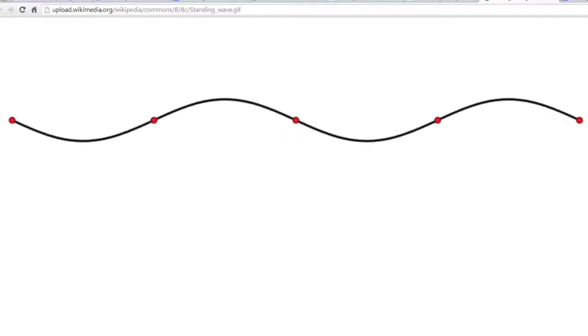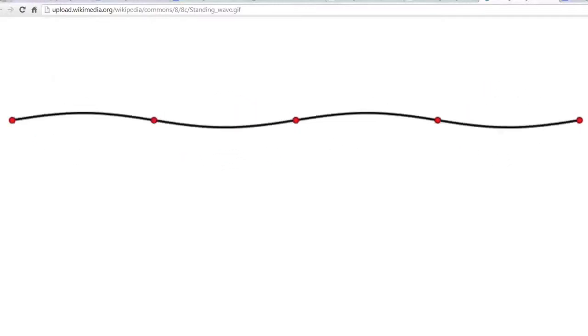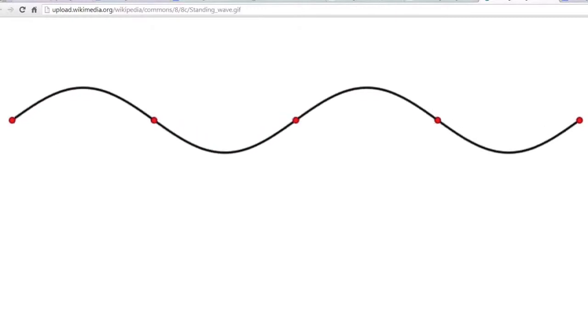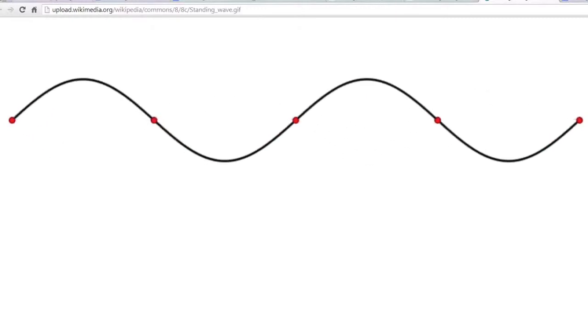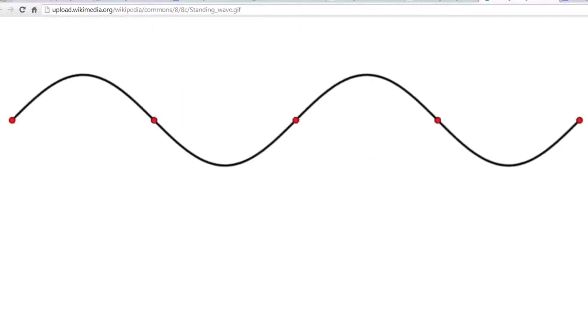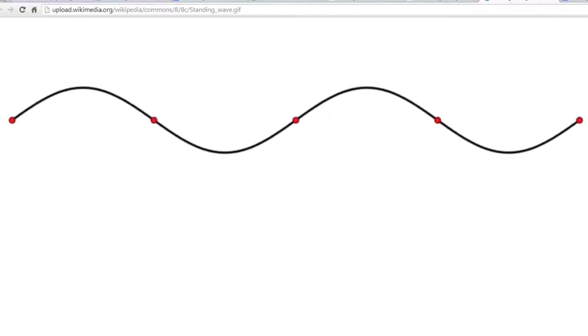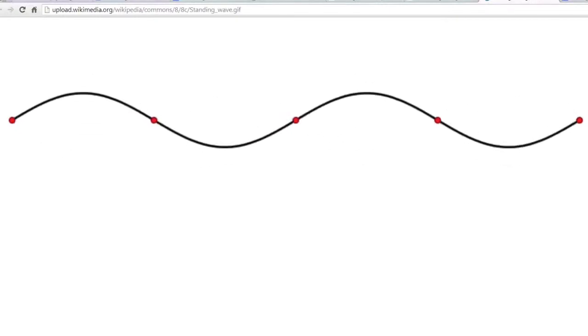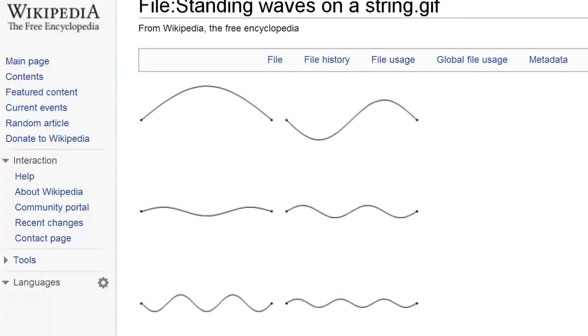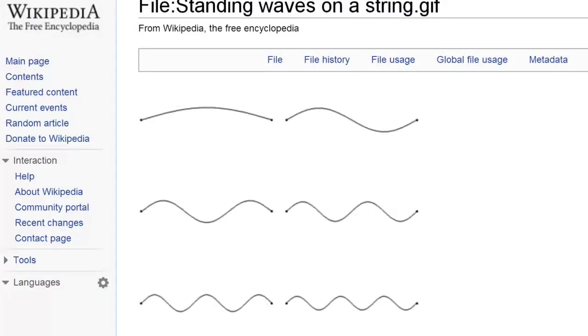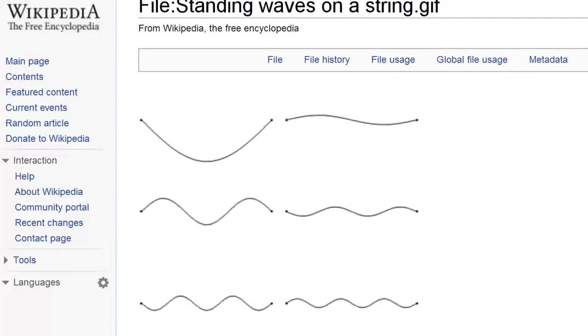This is an example of a standing wave in stationary medium. The red dots represent wave nodes. This wave is in fourth mode. Notice that the points colored in red are always stationary. Similarly, these are the examples of standing waves which are oscillating in different modes.